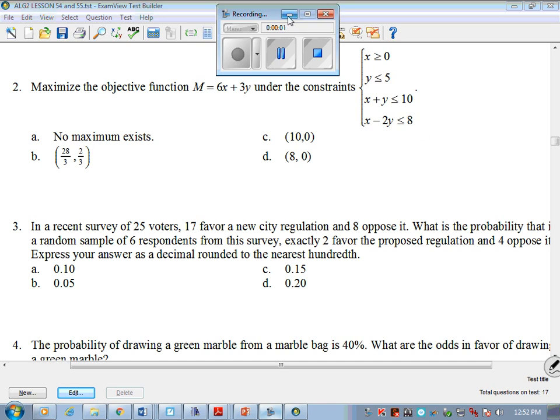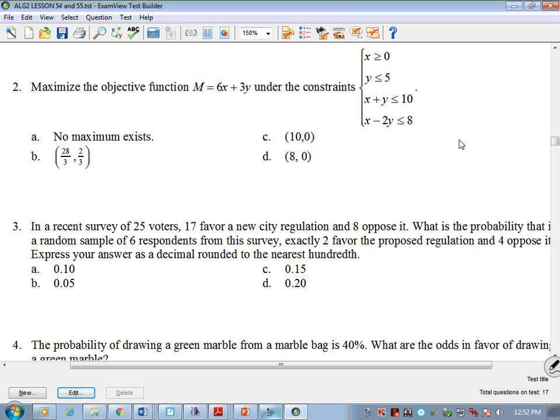All right. So we're going to pick up where we left off with yesterday's lesson. We're going to try a couple more, or at least one more of these linear programming questions. This one, of course, looks a little bit different. It's not a word problem. It doesn't give you a paragraph of information that you have to decipher. In fact, it gives you most of the information that you actually need.